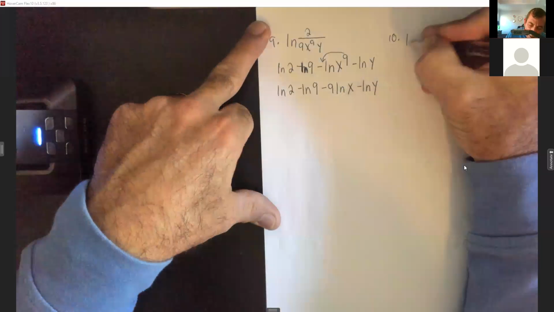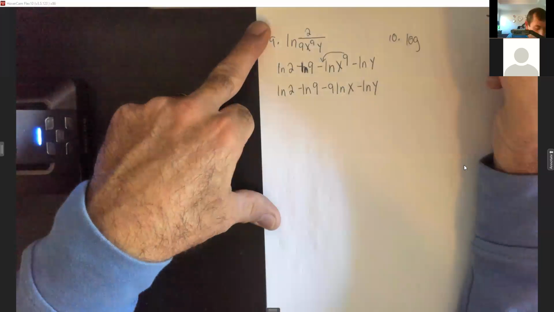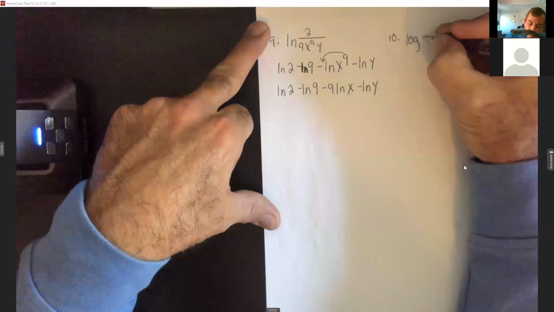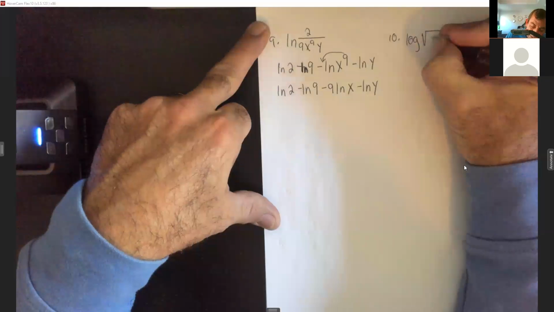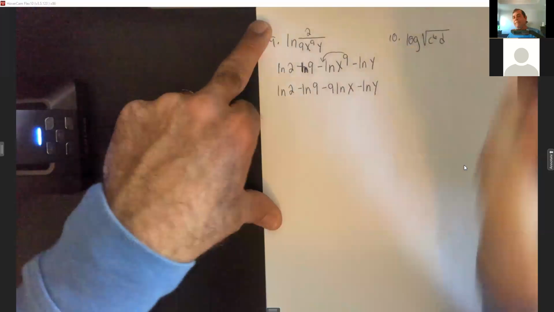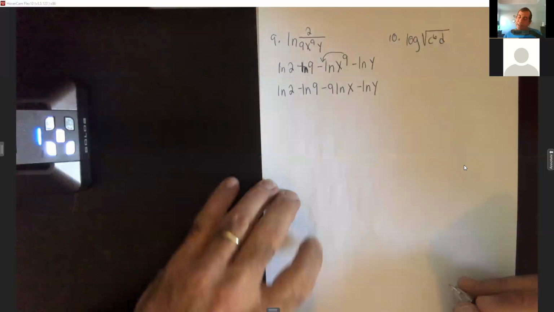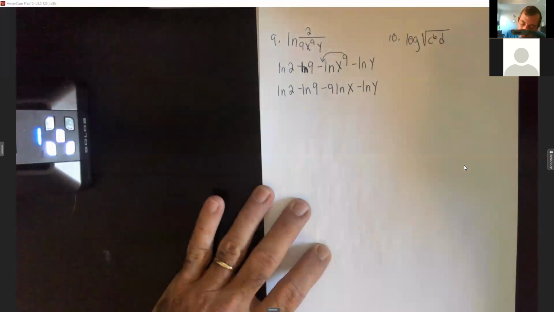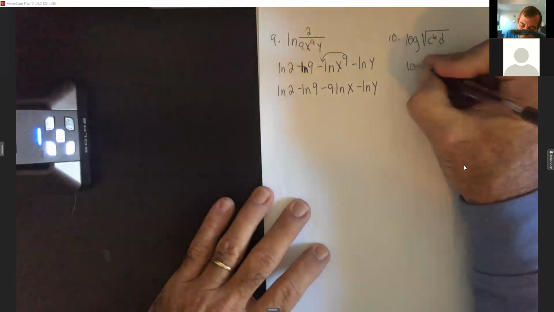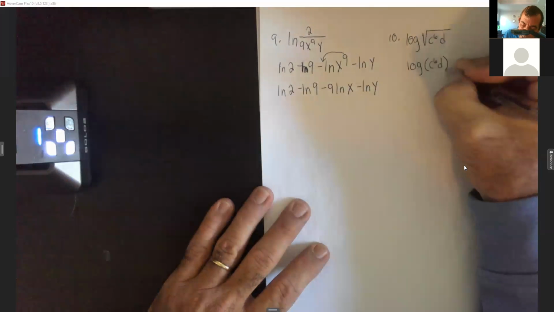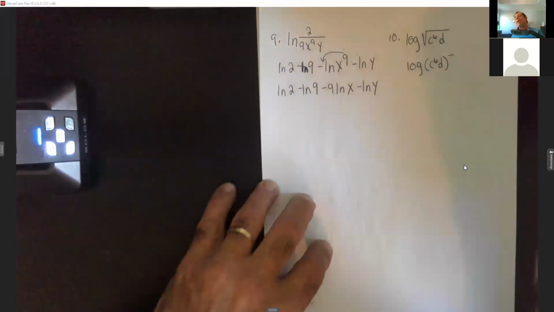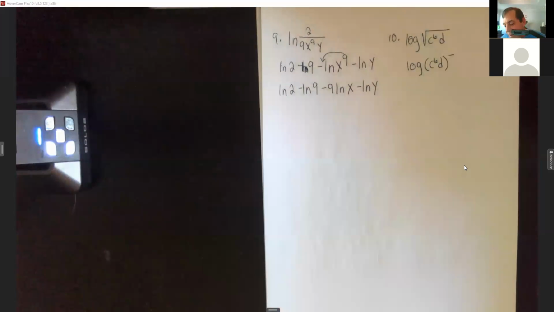All right, y'all, log square root of c to the 6 times a d. So the first thing I'm going to do is put this c to the 6 d in parentheses and figure out what to make that fractional exponent.